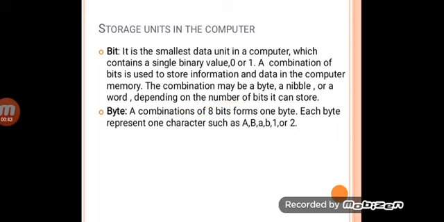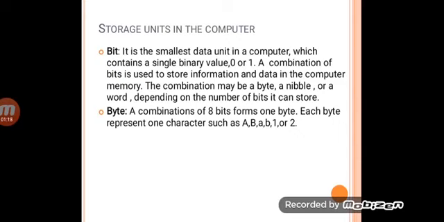Bits. A bit is the smallest data unit in the computer, which contains a single binary value, 0 or 1. A combination of bits is used to store information and data in the computer memory. The combinations may be a byte, a nibble, or a word, depending on the number of bits it can store.